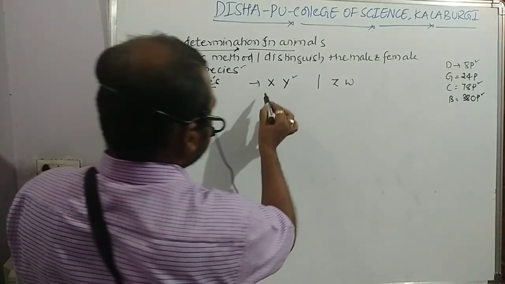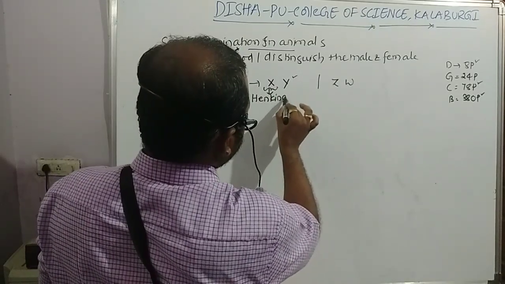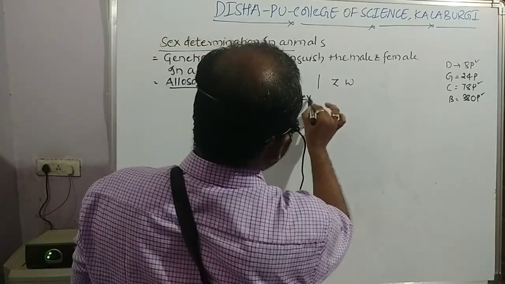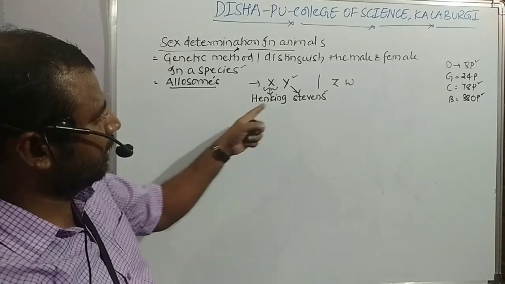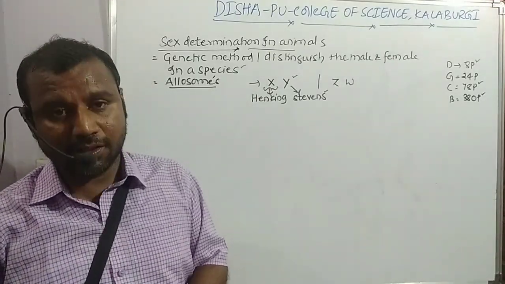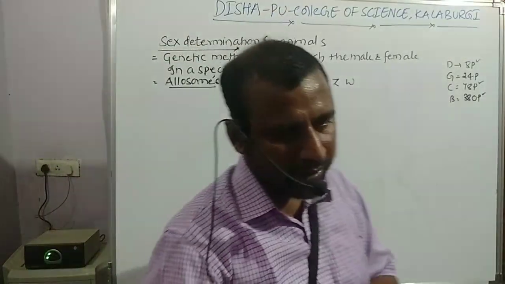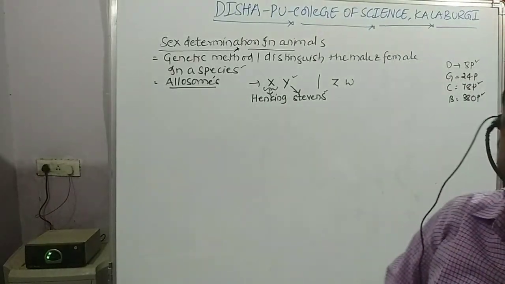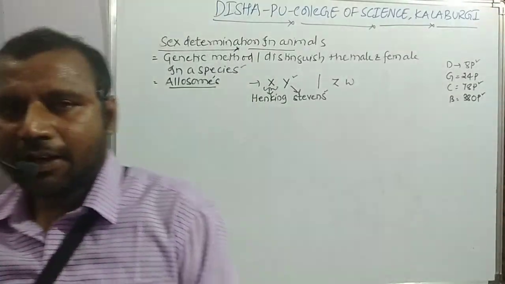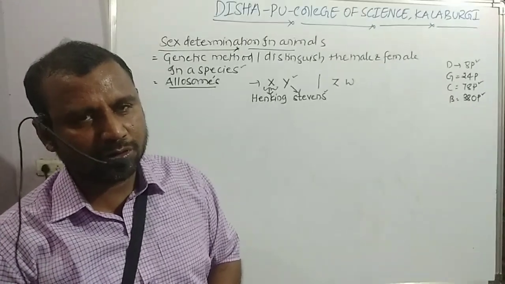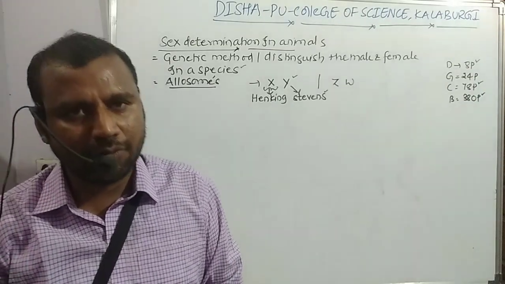Now, the X chromosome was discovered by Henking, and the Y chromosome was discovered by Stevens. And related to Z and W, we don't have the information. This much is more than enough. X and Y chromosomes are allosomes, and Z and W are allosomes. Allosomes are the reproductive chromosomes which determine the gender of an organism.